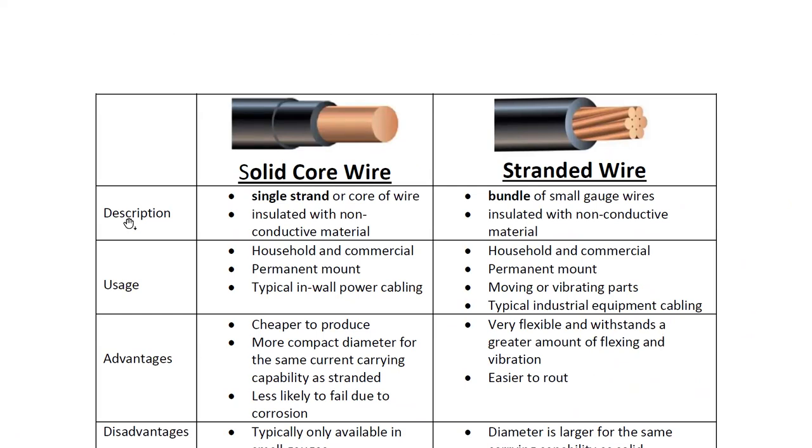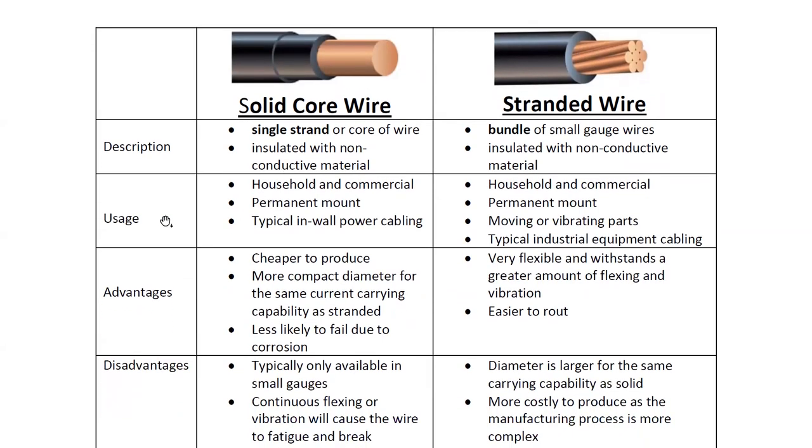Solid core wire, description. A single strand or core of wire insulated with non-conductive material. Sometimes it's not insulated. The bonding wire would be an example of that, right? What matters is the shape of the wire and the way it's formed. Stranded wire, as opposed to that, contestant number two. It's a bundle of small gauge wires insulated with non-conductive material. Sometimes, yes, you're going to have this as a bare wire, not insulated. Now, notice that the word gauge is being used, and we will talk about that as well.